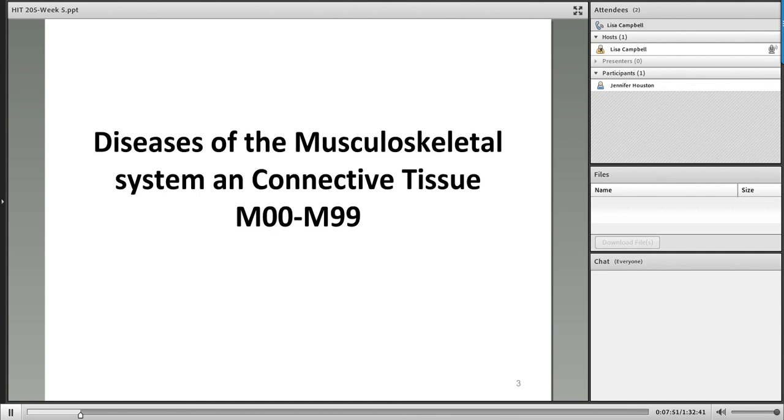This is not an intermediate class. This is not an advanced class. It's an introduction to the coding system. So focus on learning guidelines. Speaking of guidelines, I mentioned this previously, but I want to mention it again. In your tabular listing at the very beginning, you'll notice that the guidelines are listed there for that chapter, as well as some examples. So let me just make sure everyone's clear.